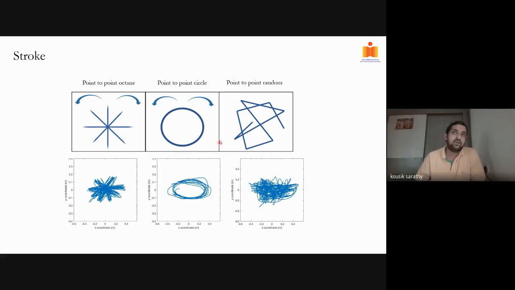When we looked at the data, we felt both the point-to-point circle and octane are simple reach, because it's going to be a very linear reach, more or less, whereas the random is going to be slightly more complex. So that's why we split the data. We called point-to-point octane and point-to-point circle the simple task, whereas we called point-to-point random the complex task. And to start with, we basically looked at two things.